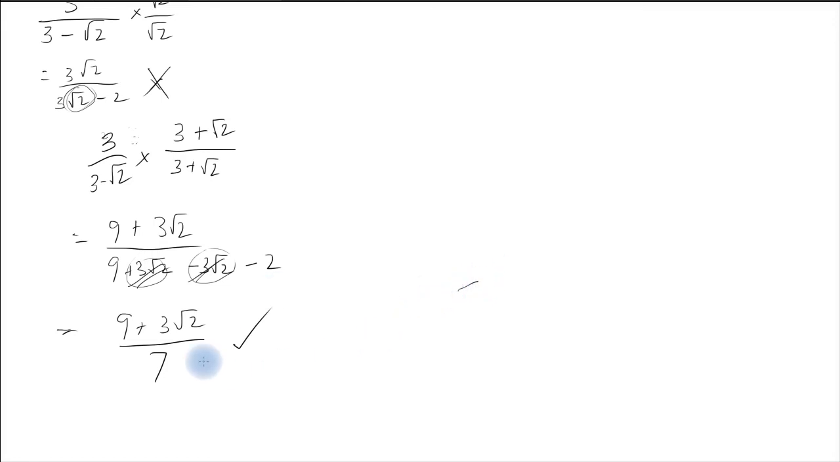So the key bit was we looked at the conjugate of what's on the bottom, and we multiplied by the conjugate divided by the conjugate. So let's do another example to get used to it. We're going to rationalize the denominator of root 2 on root 11 plus 3.